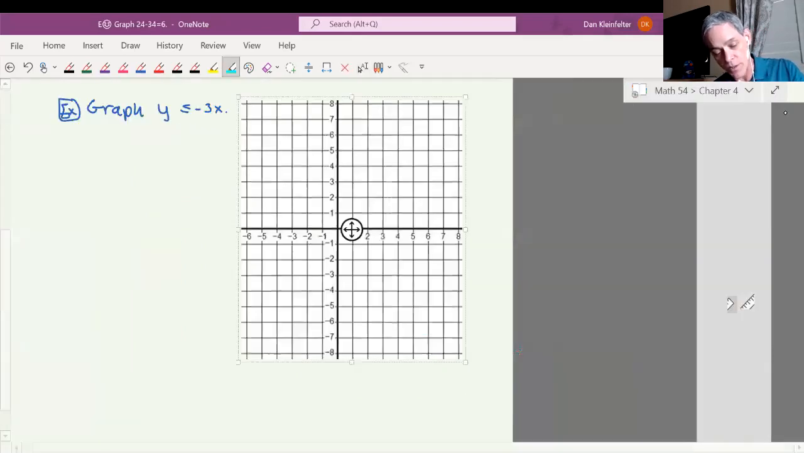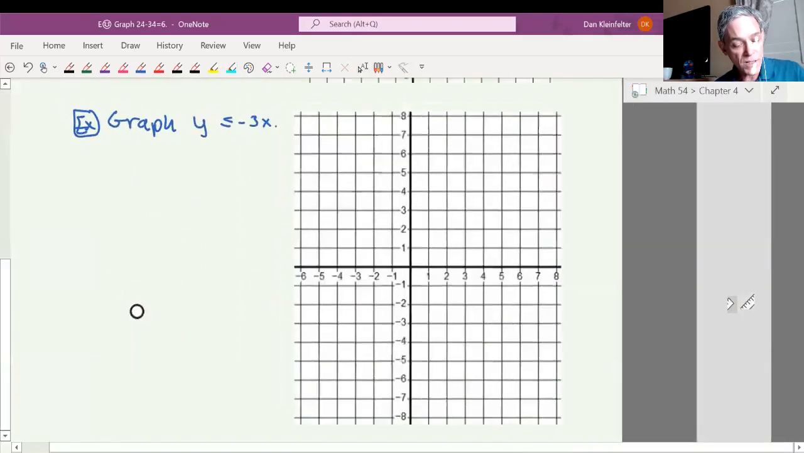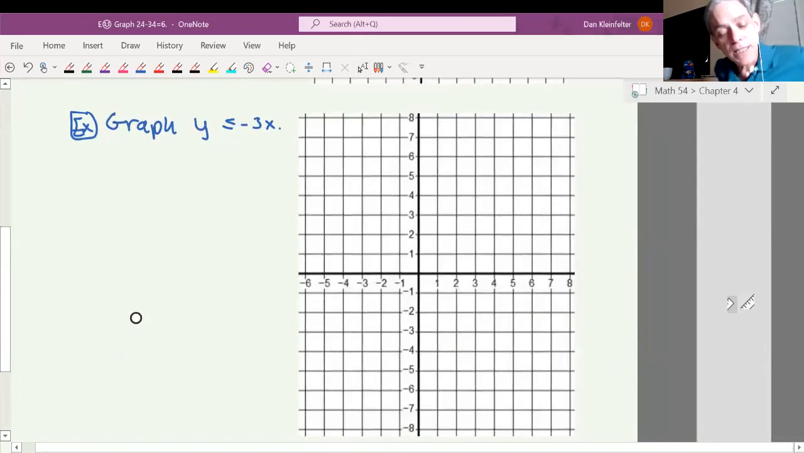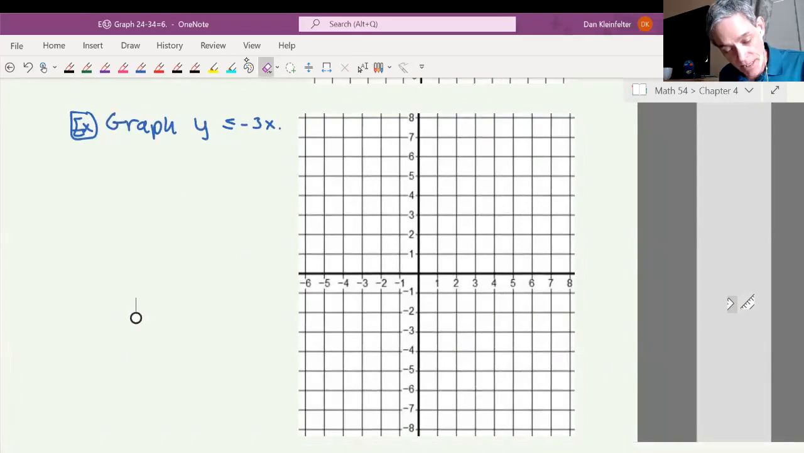Okay, here is one for you to try. We're going to graph the solutions to y is less than or equal to negative 3x. Let's actually make that greater than or equal to, just because. y is greater than or equal to negative 3x. So take a minute, pause the video, try this yourself, then restart the video and see how you did.